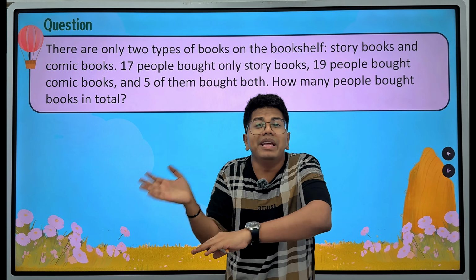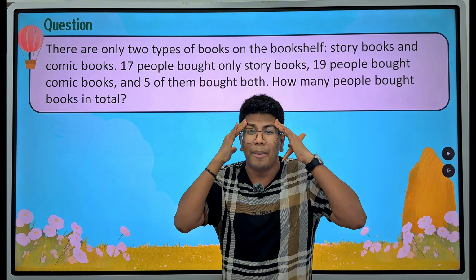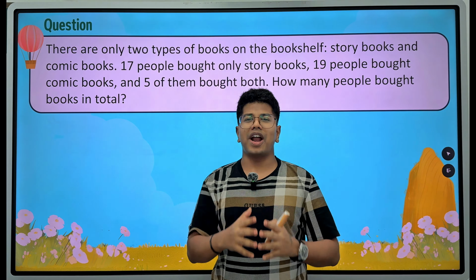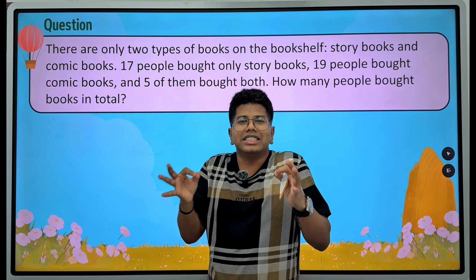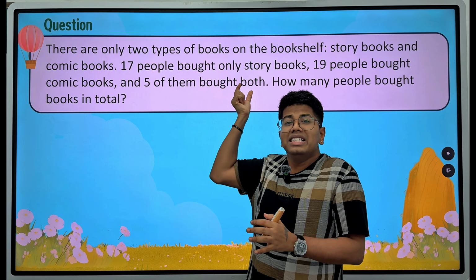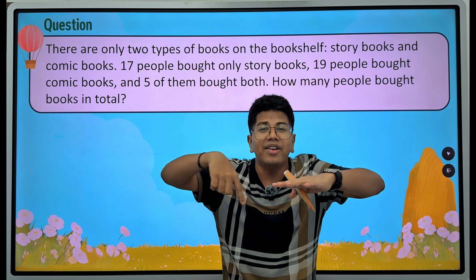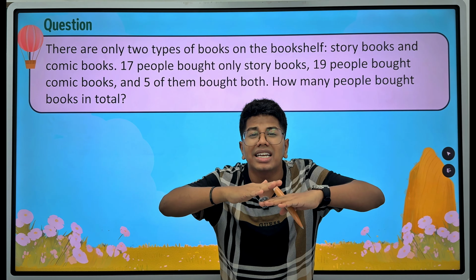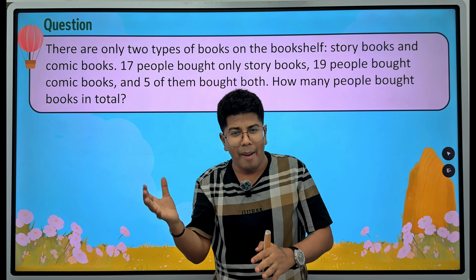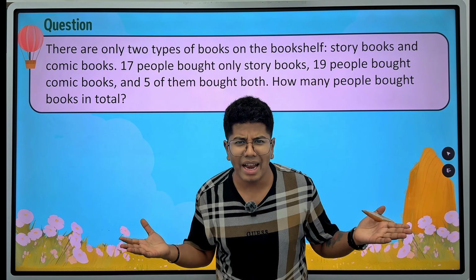So if I just simply add them up, this means I am adding the both people again and again. So how to think about this question? Let's try to understand. Now to solve such type of questions, whenever there is both, this means both represents one for story, one for comic and one overlapping part. So whenever there is an overlap, we try to draw a diagram. But what is the diagram about?